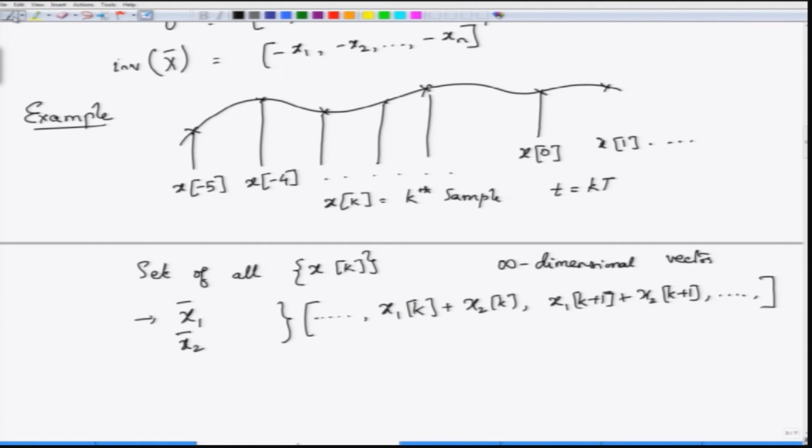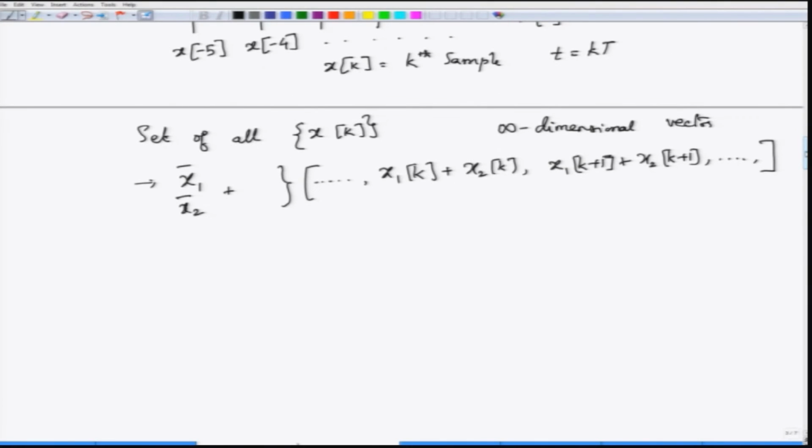And the sum of these two vectors, that is x1 plus x2, is given by adding each kth sample of the x1 vector to the kth sample of the x2 vector, okay. A 0 vector would be a vector whose samples are all zeros, right. So, that is the 0 vector or the null vector.